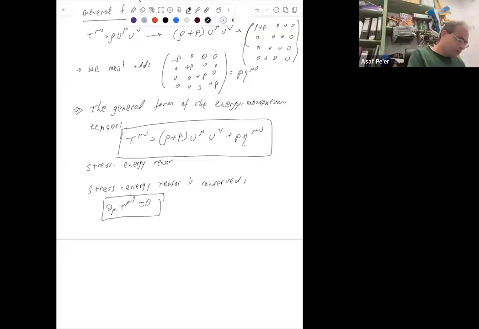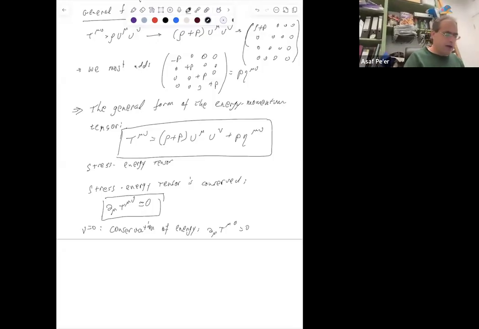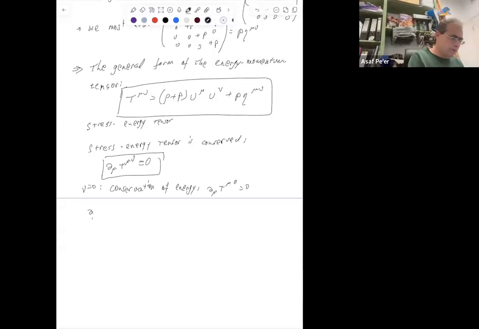So nu equal to 0 is really conservation of energy: d mu T mu 0 is equal to 0. And the ith component, d mu T mu i, with i equal to 1, 2, 3, is conservation of the ith component of the momentum.